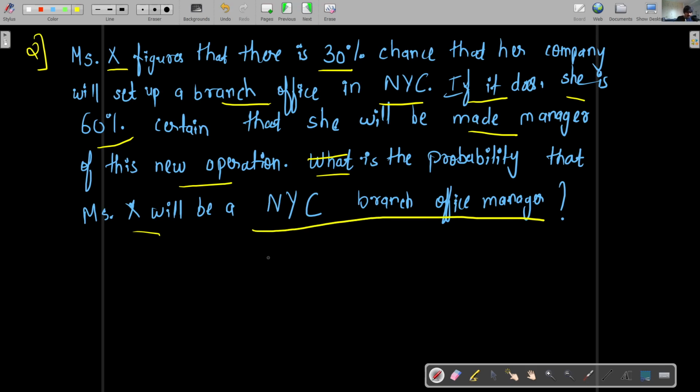So now two events are occurring together. That is, firstly, the company is set up in NYC, as well as Miss X is appointed branch office manager over there. So our task is to calculate both of them. So firstly, let's say we have two events again. So the probability of E into F, E intersection F, I mean.